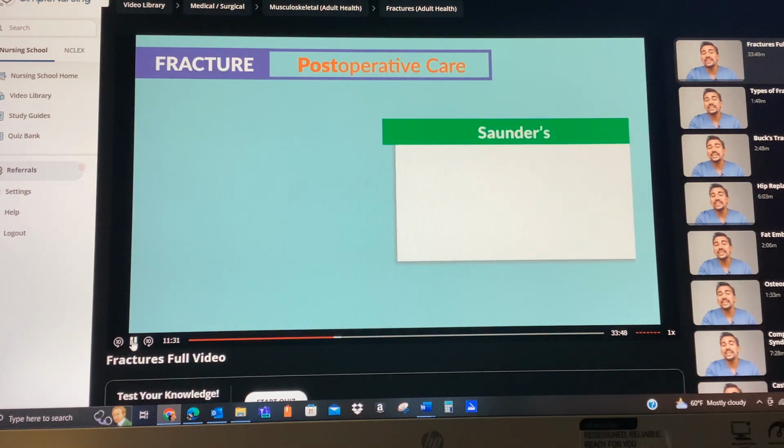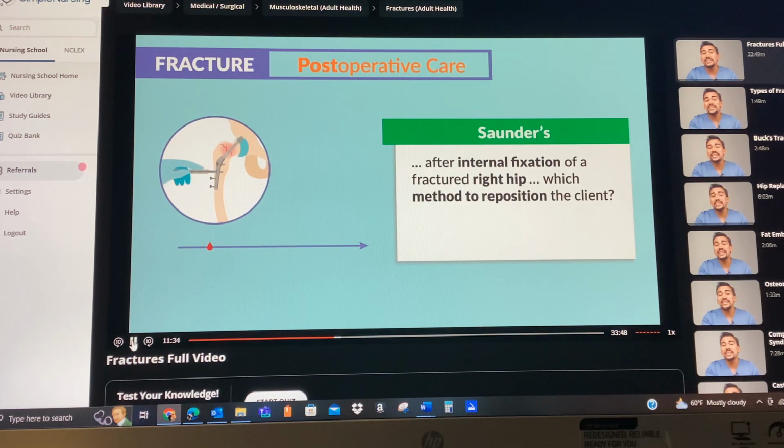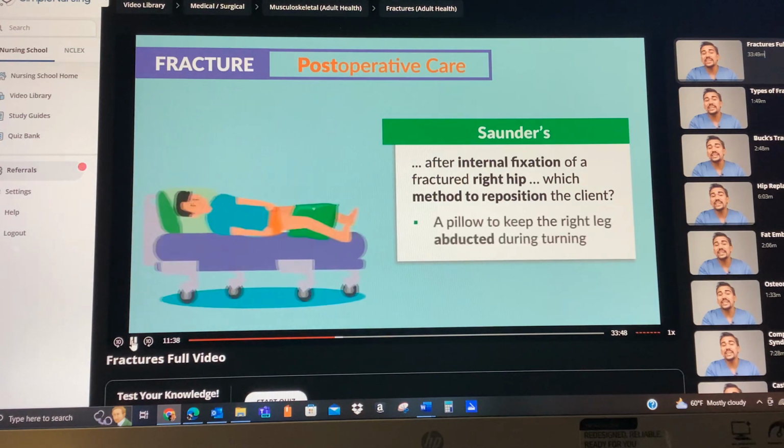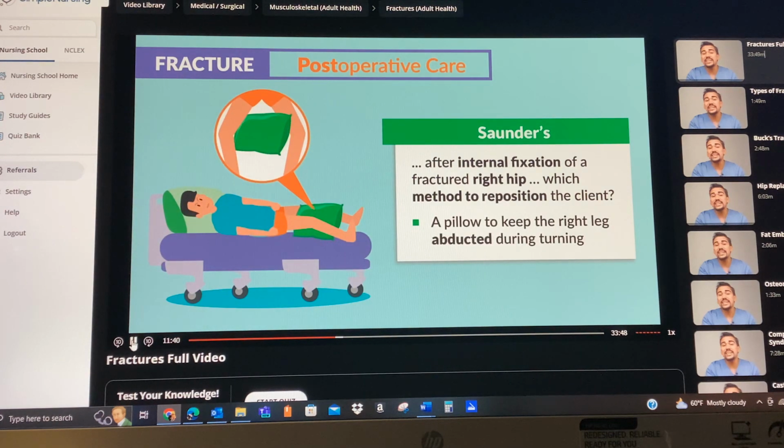So Saunders mentions, after internal fixation of a fractured right hip, which method to reposition the client? A pillow to keep the right leg abducted during turning. Yes, abducted, away from each other.